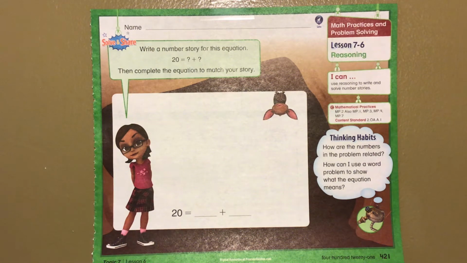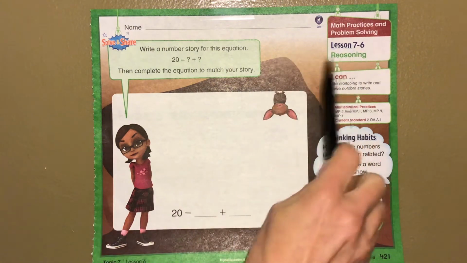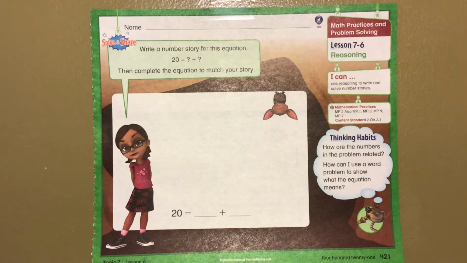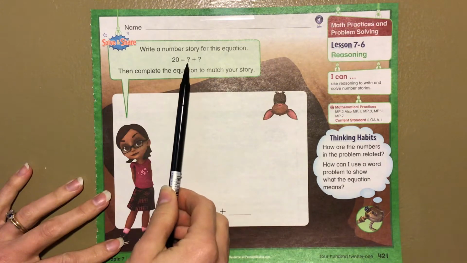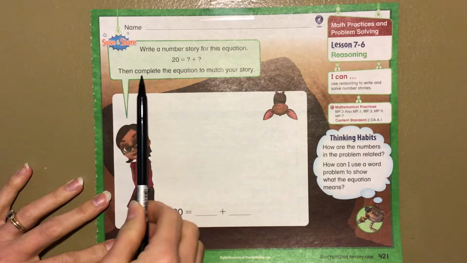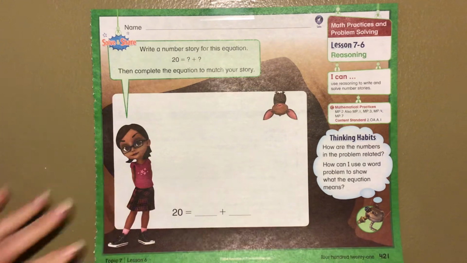Right, this is second grade math lesson 7-6. We're going to be working with reasoning. So we're going to be writing different number stories. So write a number story for this equation: 20 equals something plus something. Then complete the equation to match your story.